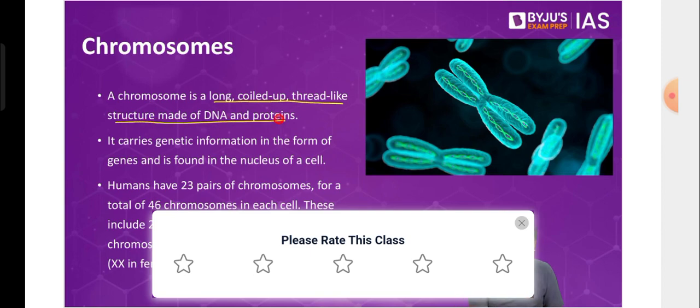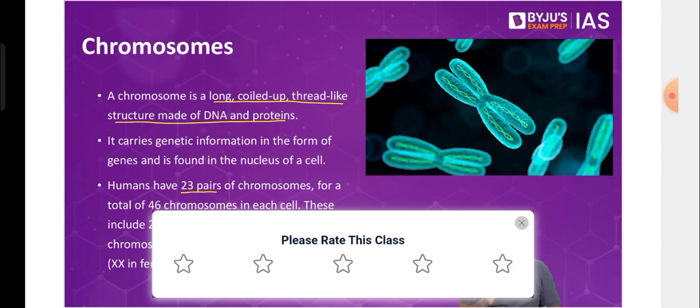For example, humans have 23 pairs of chromosomes. So 23 pairs means a total of 46 chromosomes, out of which 22 pairs are common in both males and females. The 23rd pair is different in males and females, and that is what differentiates who is a male and who is a female. So these are 22 pairs of autosomes, which are non-sex chromosomes, and one pair of sex chromosomes, which determines whether somebody is a male or a female.